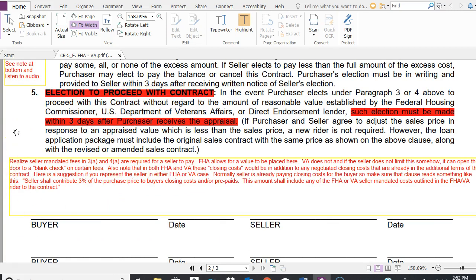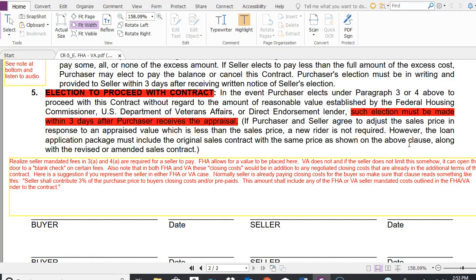It says, realize the seller mandated fees in 3A and 4A. Those are the things. The 3A is tax service fee for FHA, and 4A is WDO report, tax service fee, and whatever those items are up there for that. Document prep fee, and so on and so forth for VA. Could be a lot more for VA. FHA allows for a value to be placed in there. VA does not, and if the seller does not limit this somehow, it can open the door to a blank check on certain fees. Also note that in both FHA and VA, these closing costs would be in addition to any negotiated closing costs that are already in additional terms of the contract.